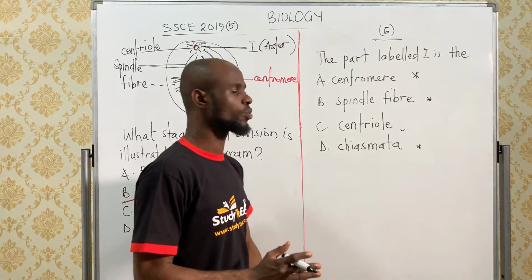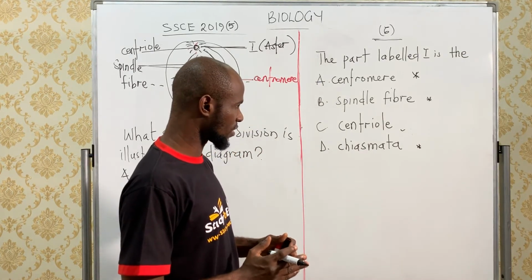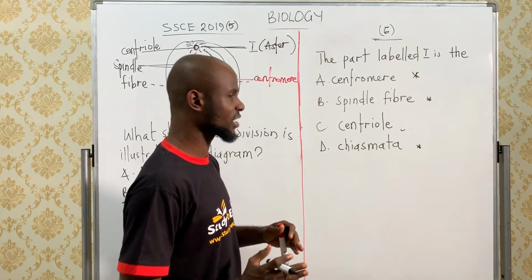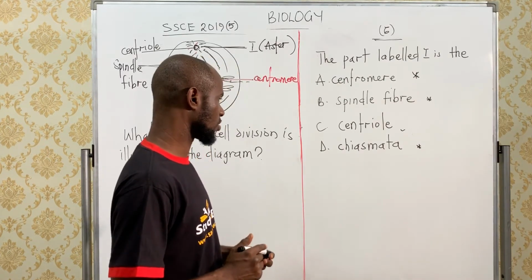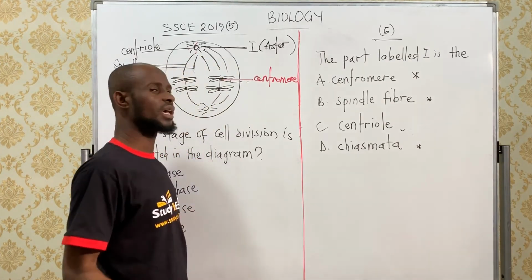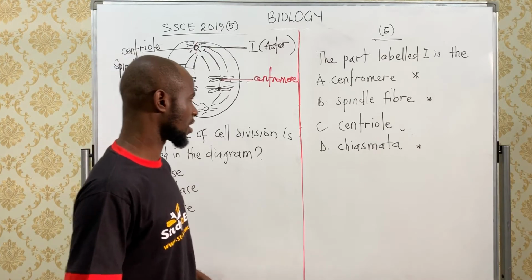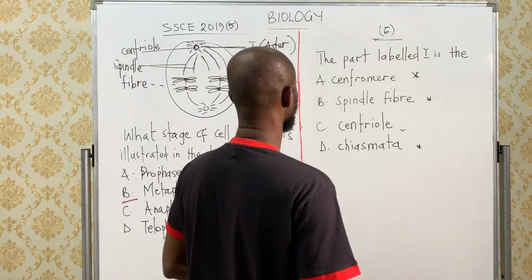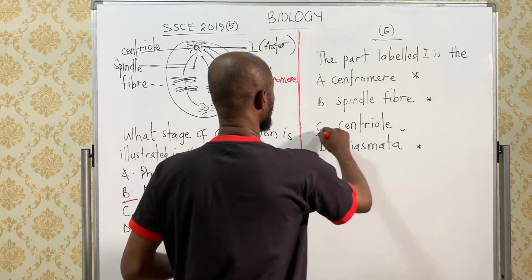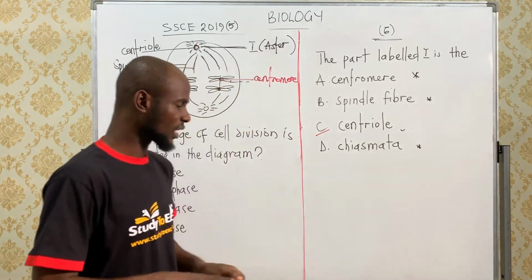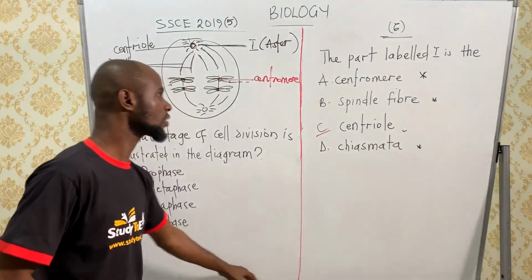The answer can never be chiasmata. Chiasmata is the region where the homologous chromosomes exchange their genetic material. So the answer here, as I choose, is going to be centriole. Now let's go to the next question.